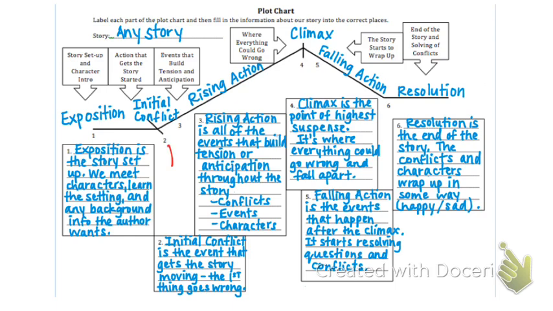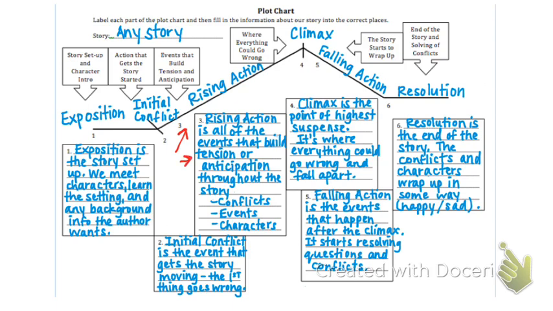The second part is what's called the initial conflict. The initial conflict is the event that gets our story moving. It's the first thing that goes wrong. It's the first problem that our characters have to solve, and they have to start resolving things and looking at conflicts and issues. And so that starts us off on our journey of rising action.